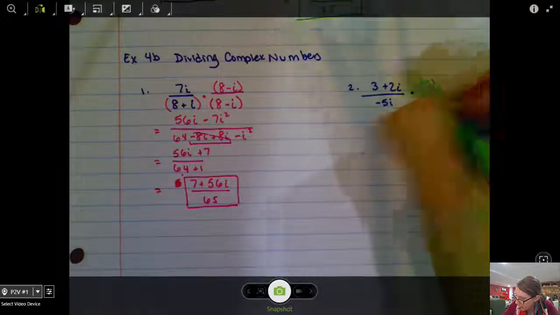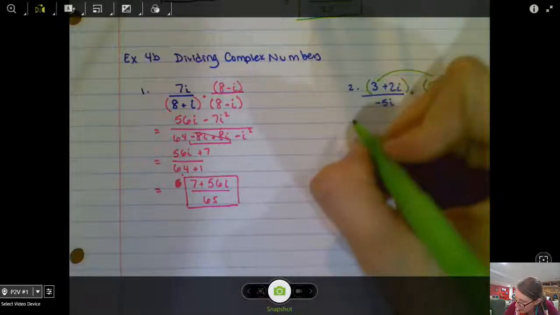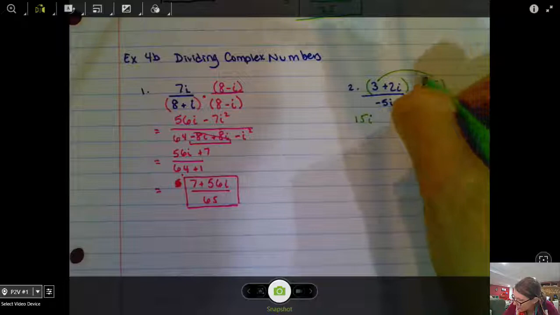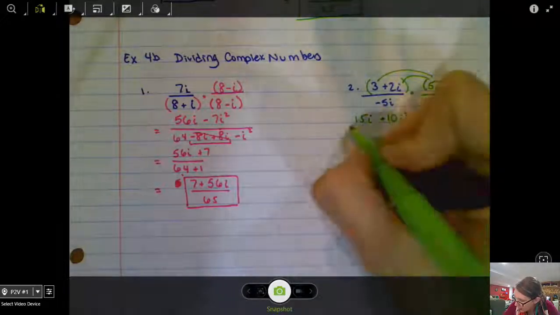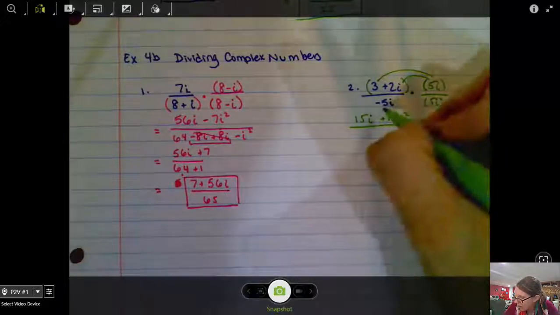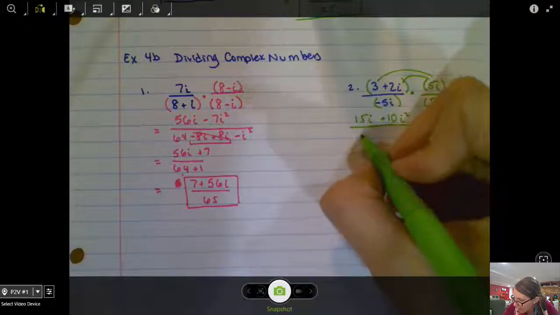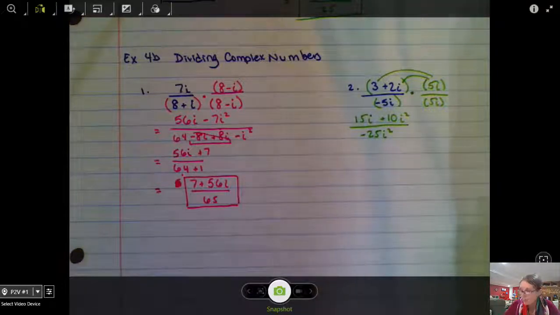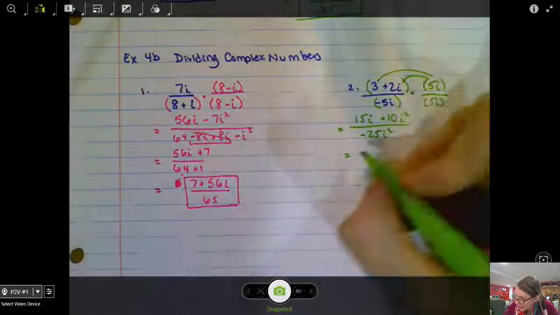So I'll take this 5i, distribute it over here. 5i times 3 is 15i. 5i times 2i is plus 10i squared. And then in the denominator, negative 5i times positive 5i is negative 25i squared. And we just have a little more simplifying to do.